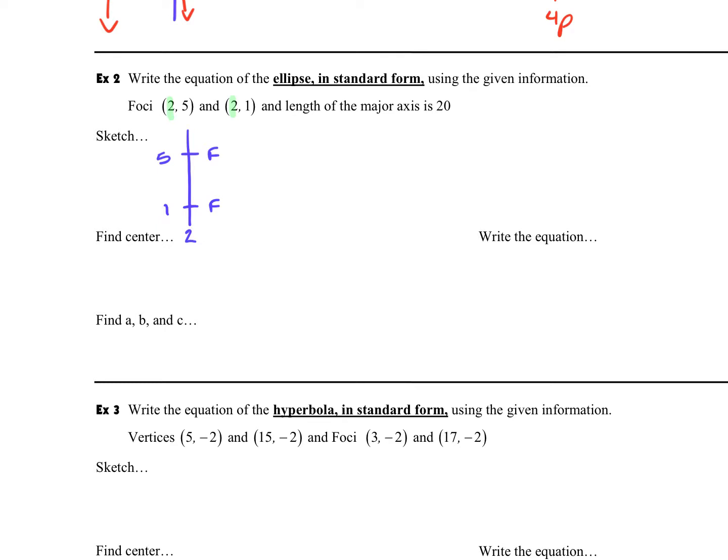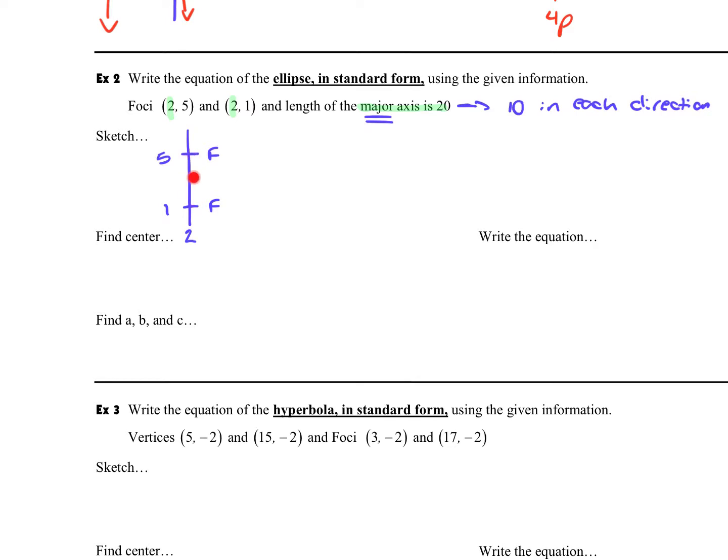Also, it's going to tell us that my major axis is a length of 20. So what that means is that from our center, we're ultimately going to go 10 in each direction. Now remember, since this was the major axis, then that means that from wherever my center turns out to be, I'm going to go 10 up and I'm going to go 10 down.